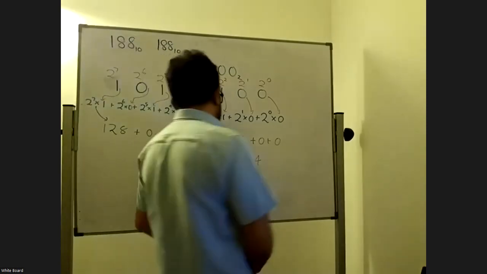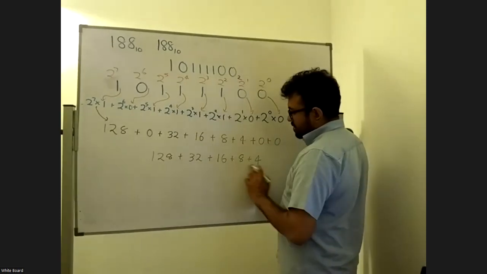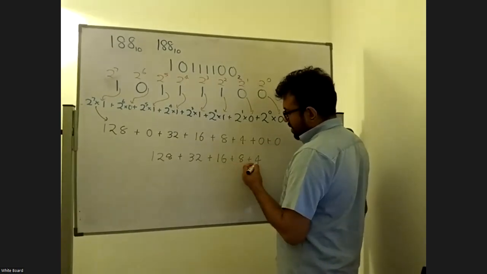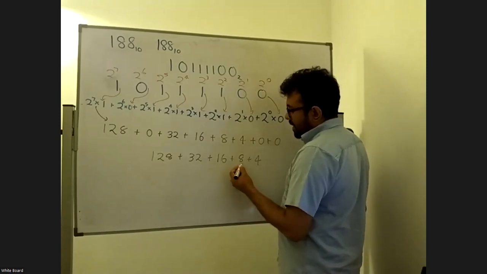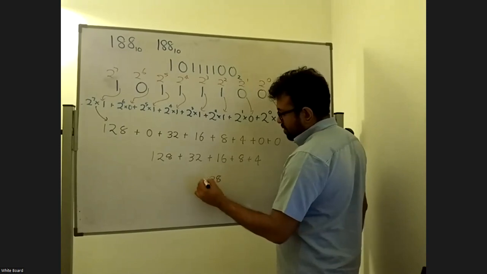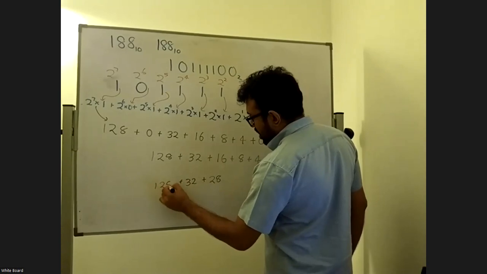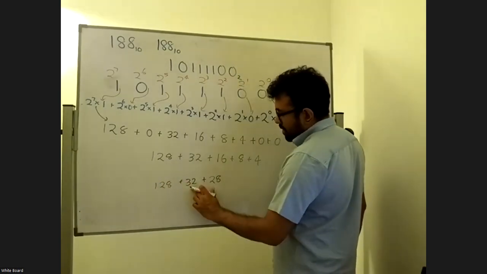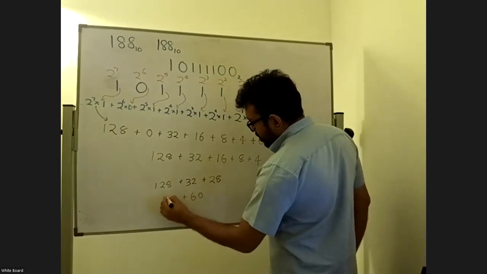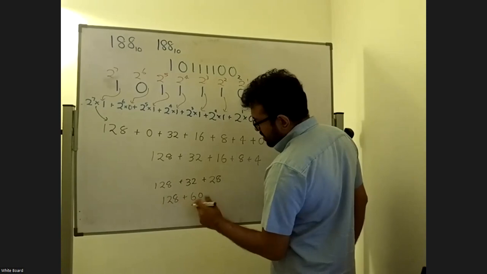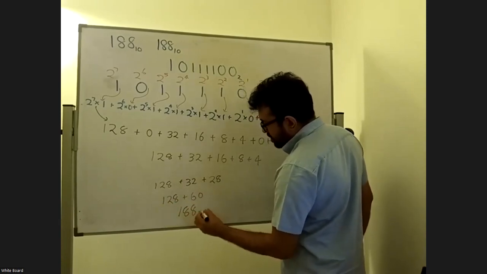So now you can simplify it. When you add these values, 4 to 16 it will be 20, 20 plus 8, 28. Then 32, then 28 plus 32 is going to be 60. Then you get 60 plus 128.